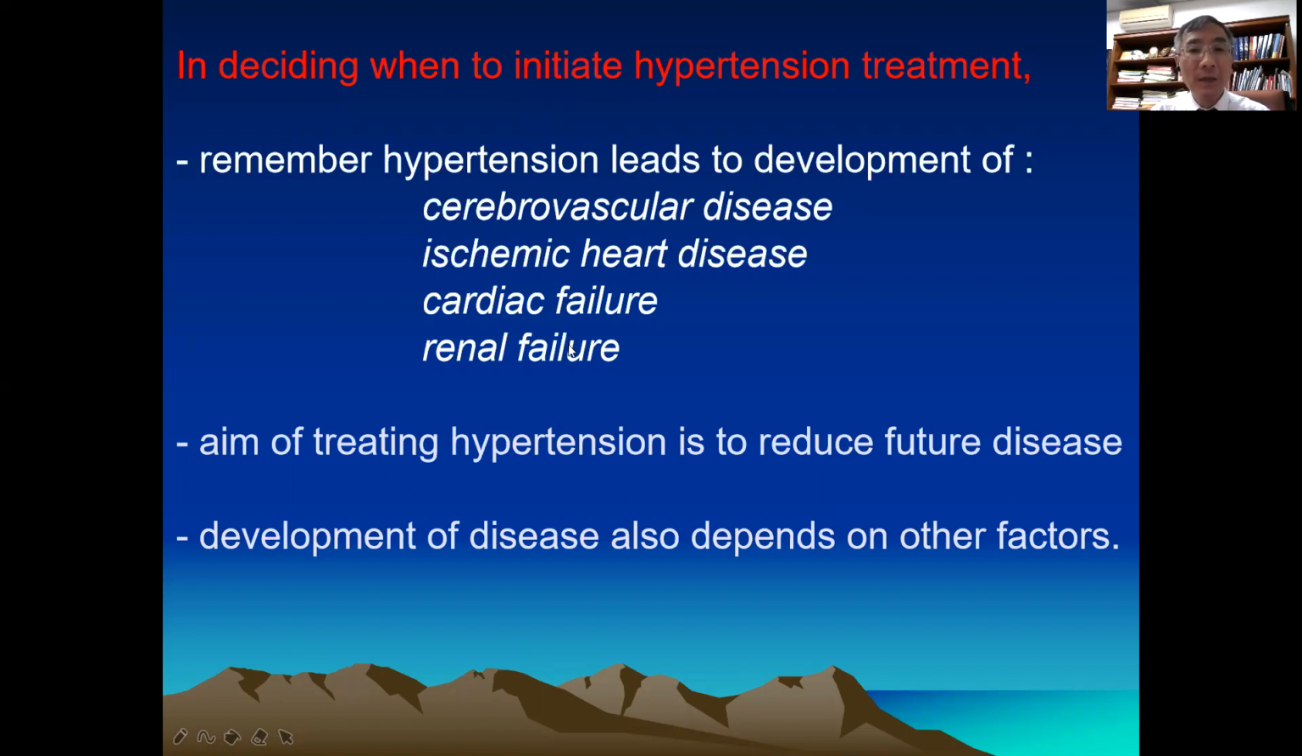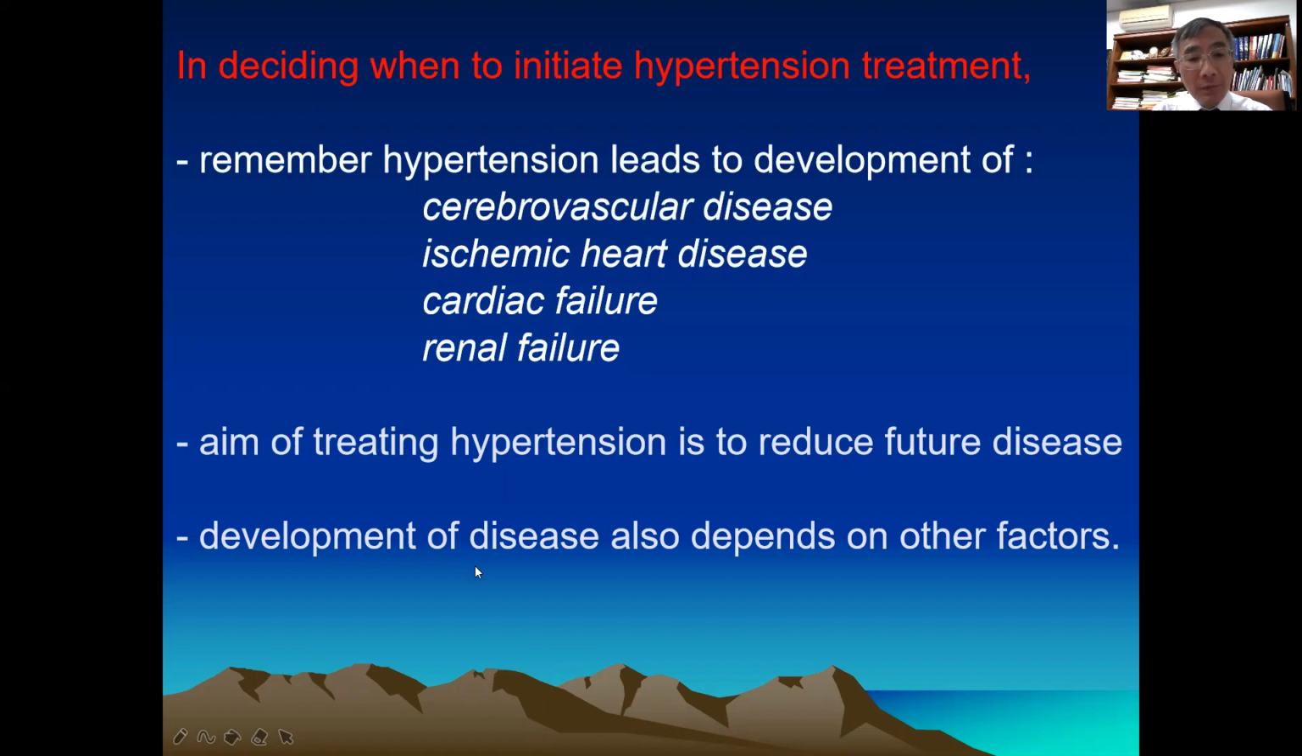It leads to heart failure and renal failure. So these are the conditions that come about from hypertension. And when we treat hypertension, our aim is actually to reduce the future occurrence of these diseases. We want to prevent the abnormal effects from these diseases that the patient may suffer if the hypertension is untreated.